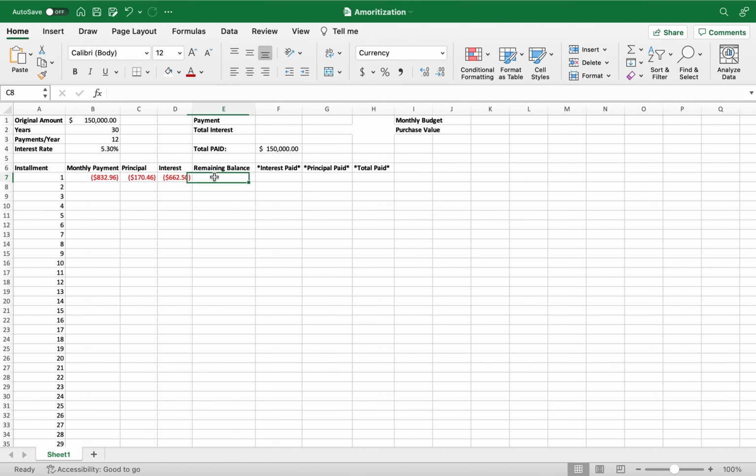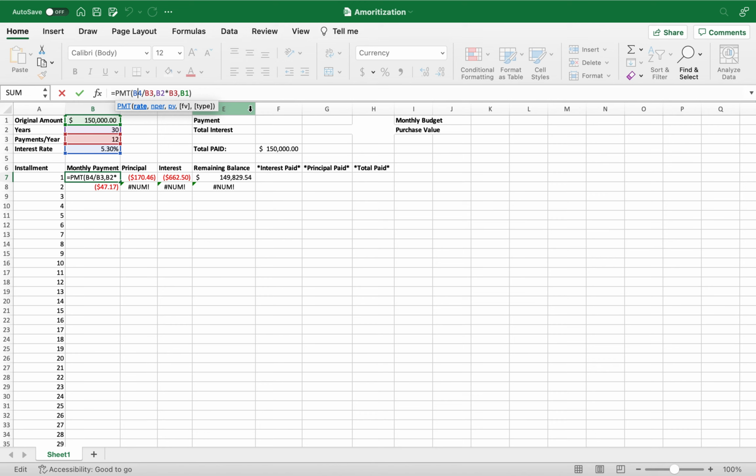Okay, now the remaining balance is going to be the original amount. Actually, we're going to add with subtracting the principal from it. All right, and there we go. And then we can start pulling these down. All right, so we have an error here. So we got to go back here. We got to fix our calculation.